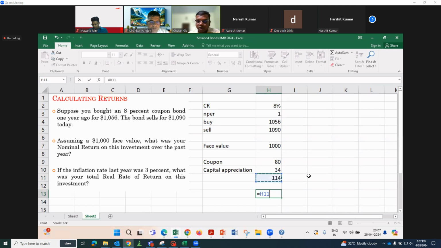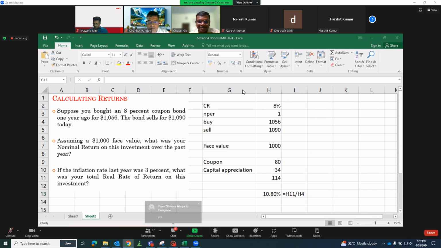So 1014 you have got on how much investment? You bought it at 1056, right? So you made a return of 10.79%. This is the nominal rate of return. How many of you got 10.8? Just type yes in your chat box. Let's see how many are listening. Okay. So 10.80, fine. How many did not get 10.8? Just put it as no.